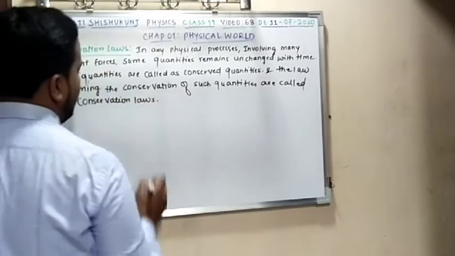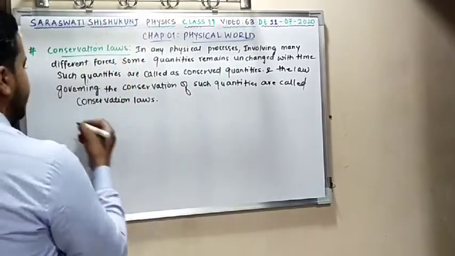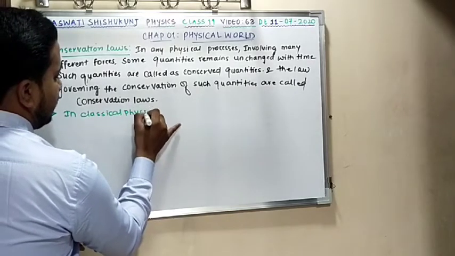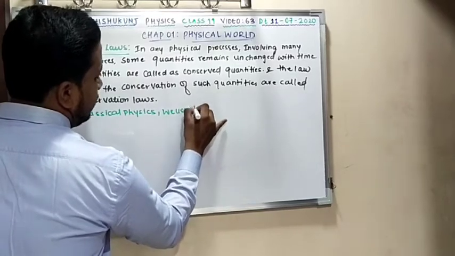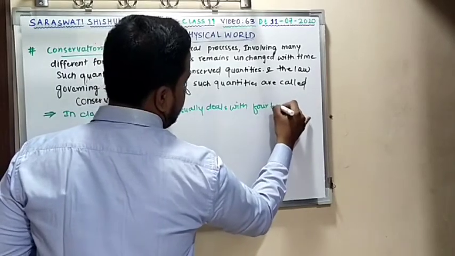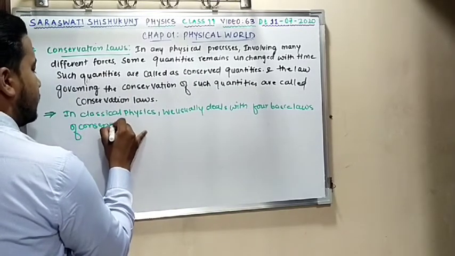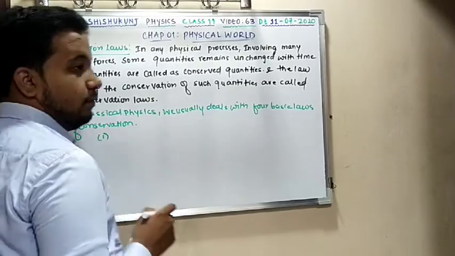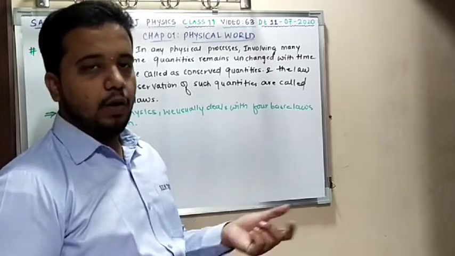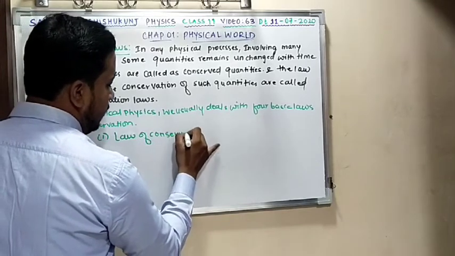Is this clear? Okay. Moving ahead, in classical physics we usually deal with 4 basic laws of conservation. Now if somebody asks a 1 mark question, give the statement of the following conservation law, then you need to determine the statement for that law. So the very first law we have is the law of conservation of charge.